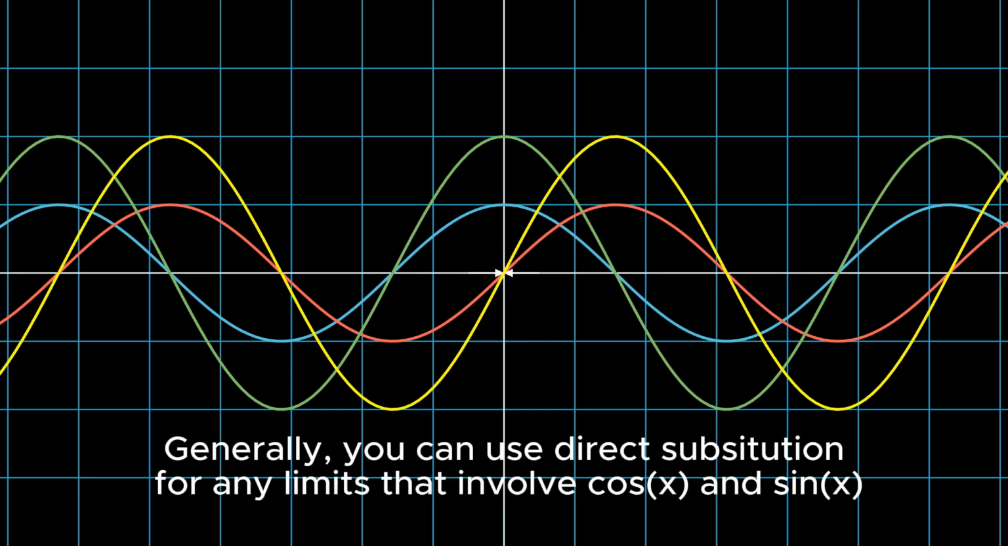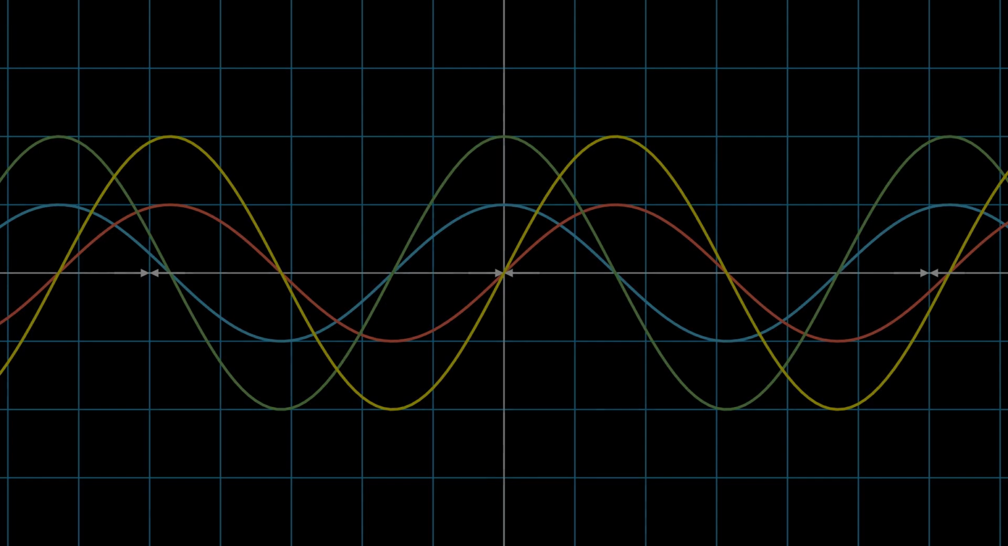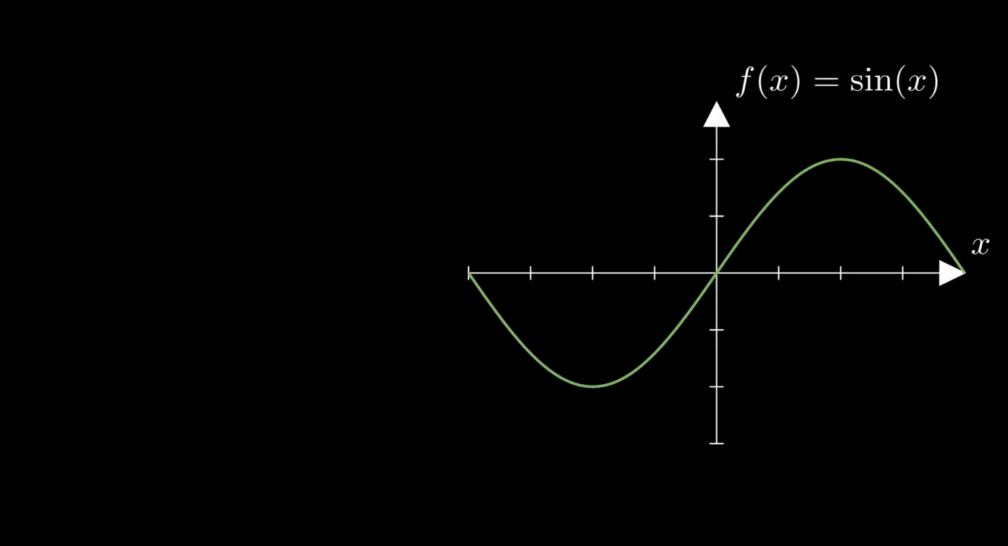These two functions behave just like regular functions when you take limits. In fact, if you're trying to find the limit of either sine of x or cosine of x as x approaches any number, you can almost always just use direct substitution. For example, let's try finding the limit of sine of x as x approaches pi over 4. Using direct substitution, we get sine of pi over 4, which is square root of 2 over 2.